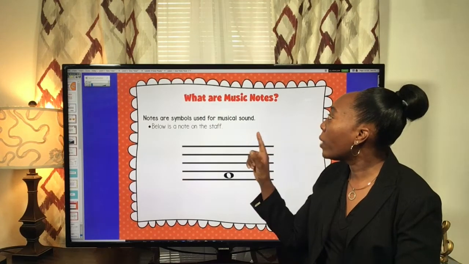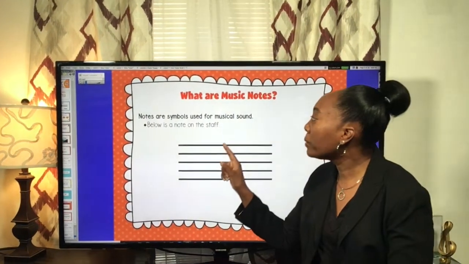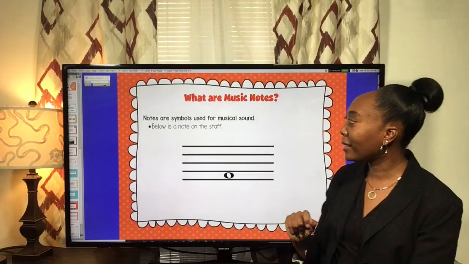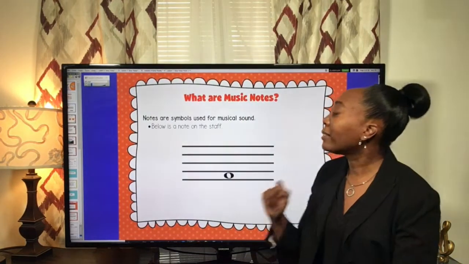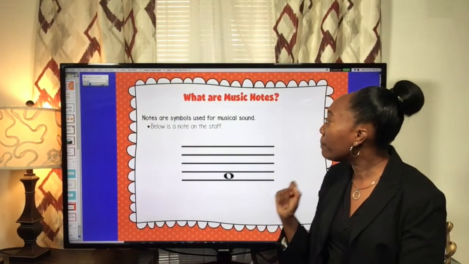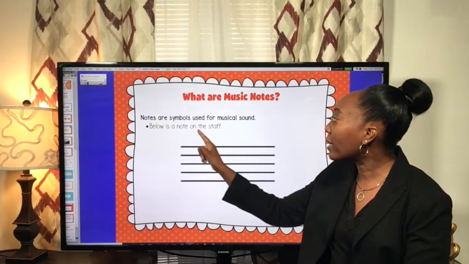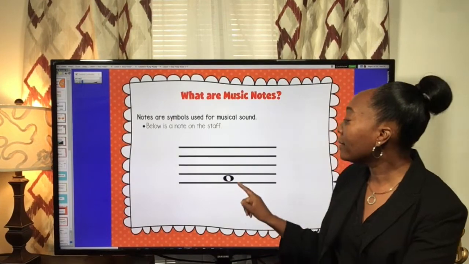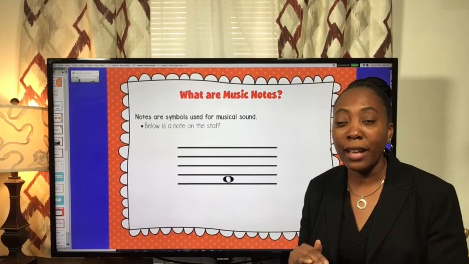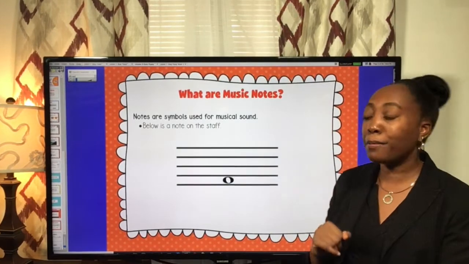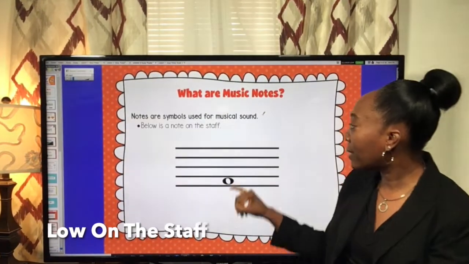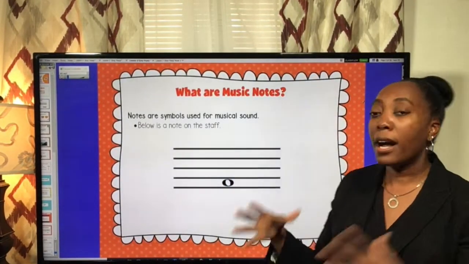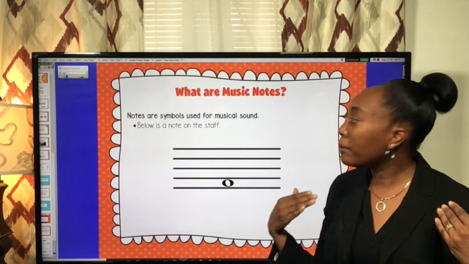All right, so what are music notes? Well, notes are symbols used for musical sound. Okay, let me say that again. Notes are symbols used for musical sound. And below is a note on a staff. And I have a bonus question for you. Is this note low on the staff or high on the staff? What do you think? Low on the staff. It's in the first space, okay? So this is an example of a symbol, a note that we hear.